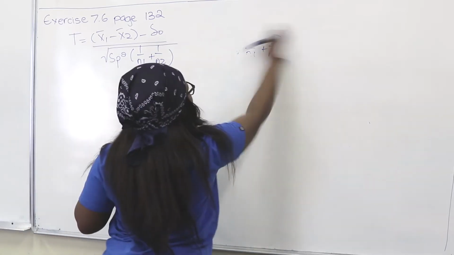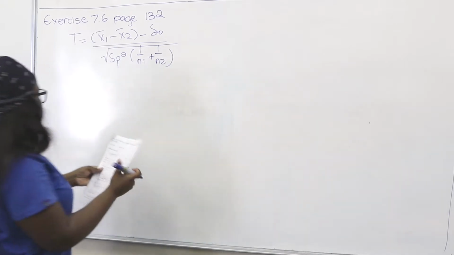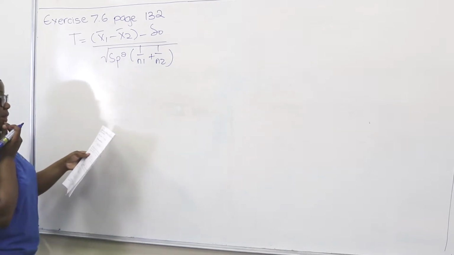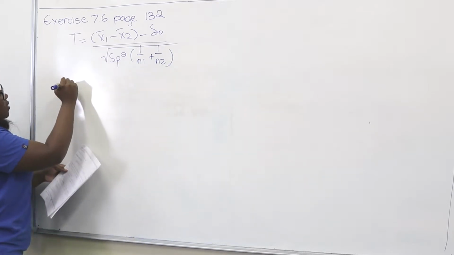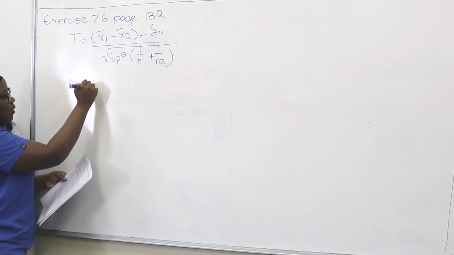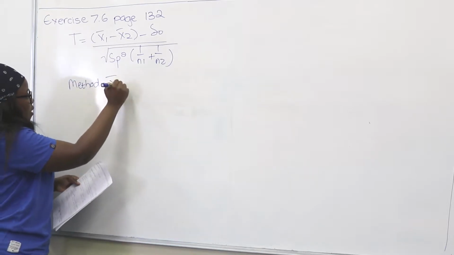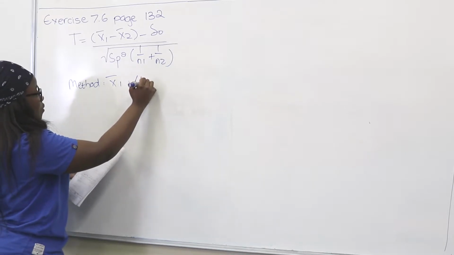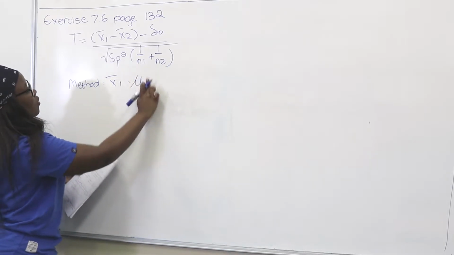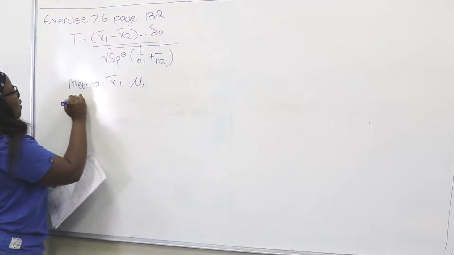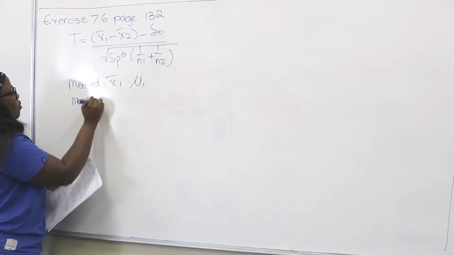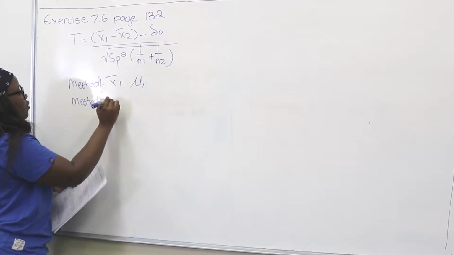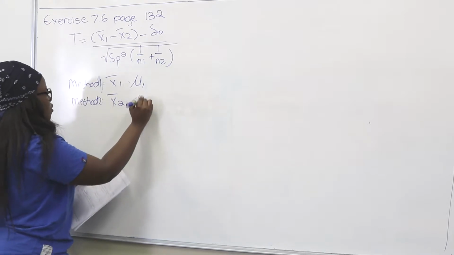All right, so the first thing you can do just to make life easier for yourself is label the different methods. So what I usually do is I'll say method 1 is x bar 1 and it's going to be mu 1, I'm going to call it mean 1, and then method 2 is x bar 2, just call this mu 2.